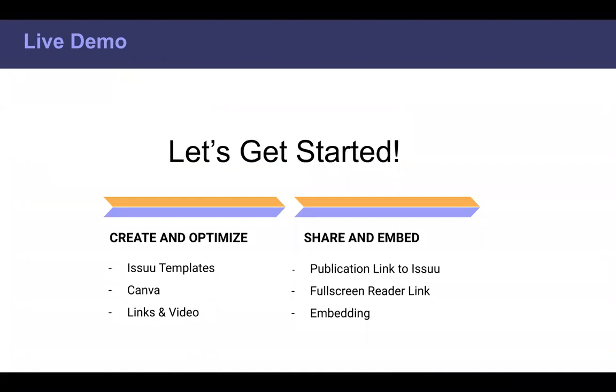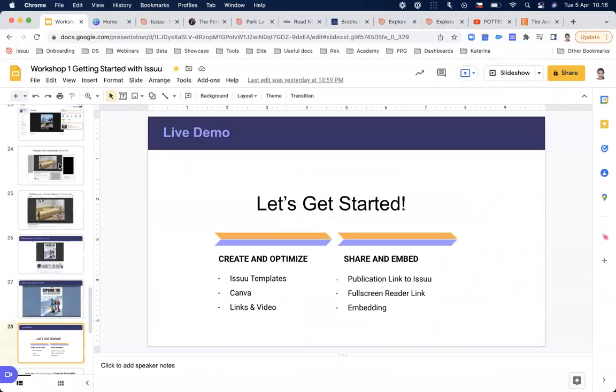And let's get started now. Let me demo everything. Let me show you a couple of examples. So first, we will be talking a bit more about how to create the publication and optimize it with links and videos. And in the second part of the demo, I will show you where you can find the publication link to Issuu, where you can find the full screen reader link, how you can customize it with the background and everything else. And I will also show you how to embed. So let's get started.